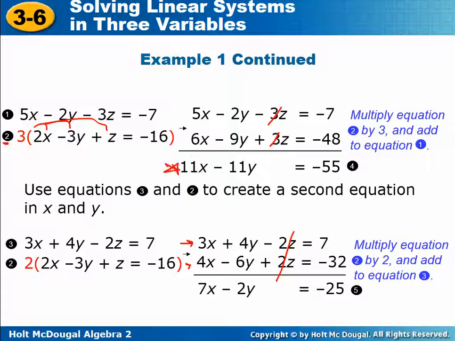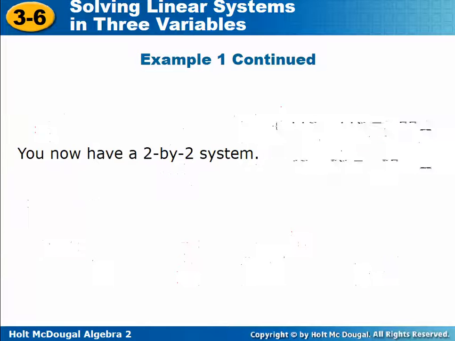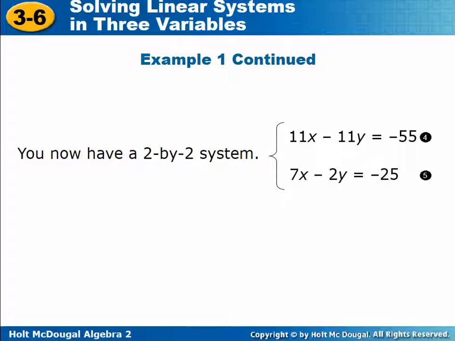These 2 equations we will now put together in their own system, and we will solve just like we did in 3.2. So we have 11x minus 11y equals negative 55, and we have 7x minus 2y equals negative 25. It's just the same as what you learned how to do in Algebra 1. So now we can solve with substitution or elimination.